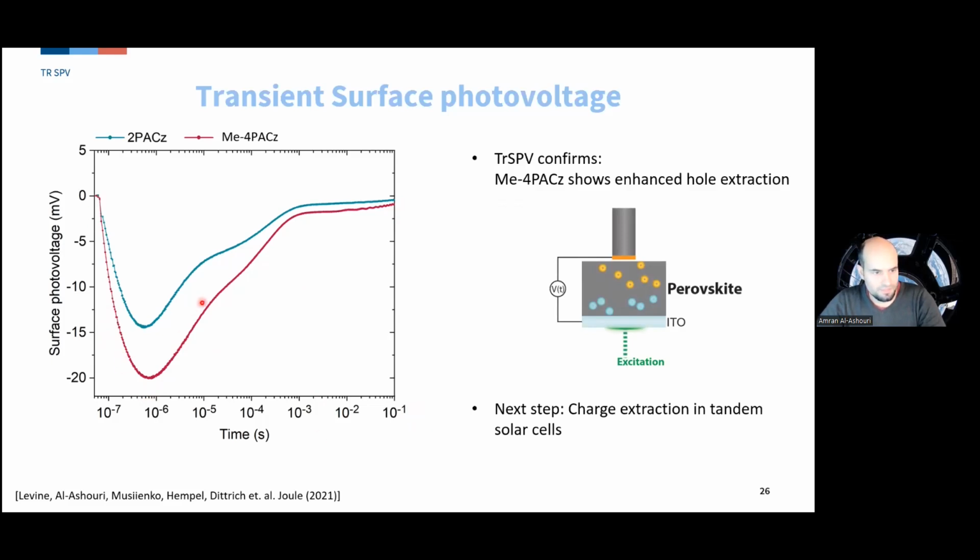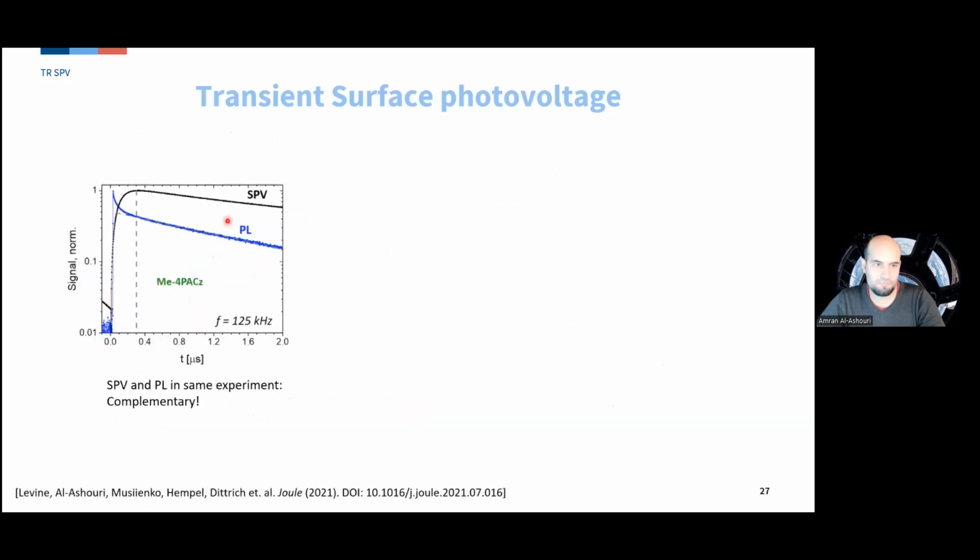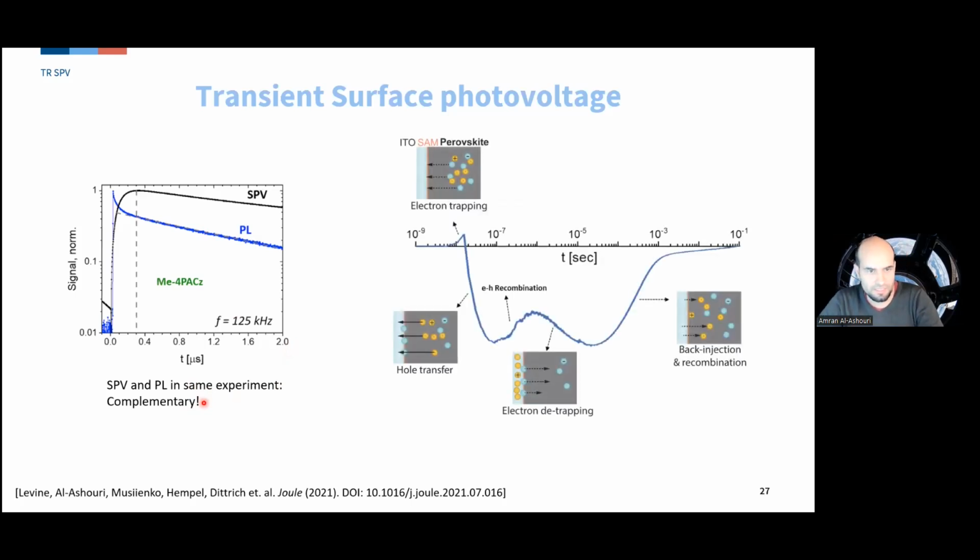But what about this slope here? So we know this slope, and what about this slope? This slope can be measured basically by cross comparison to PL. So when you have the same box, the same measurement, measure PL and SPV, you see that the second slope has to be bimolecular recombination. So both experiments are complementary. If you have both, you basically know most of the charge extraction and concurrent recombination.